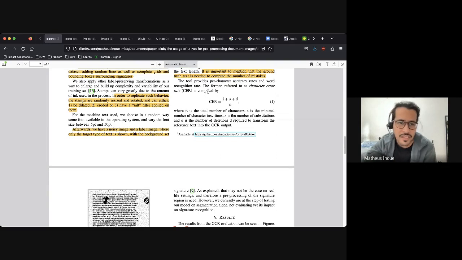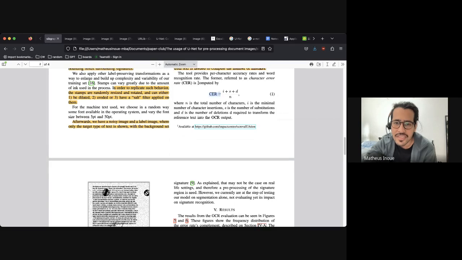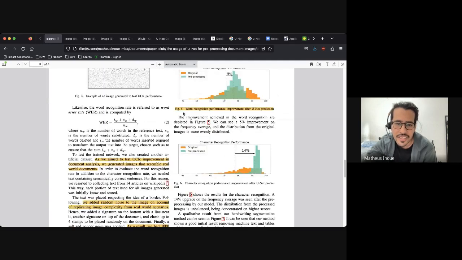Okay, so basically here, getting already to the end of the paper, the metrics that they use, so they have the CER, character error rate, which basically is the number of errors of the characters of the OCR, and they have the WER, the word error rate, which is basically the same thing, but considering the words instead of the characters, right? So I guess a word here is considered some text that is between spaces, right?